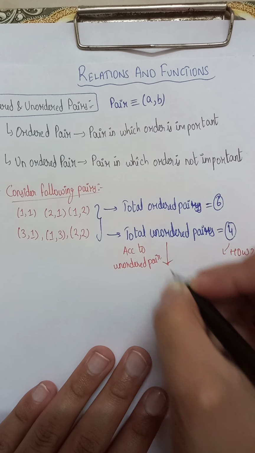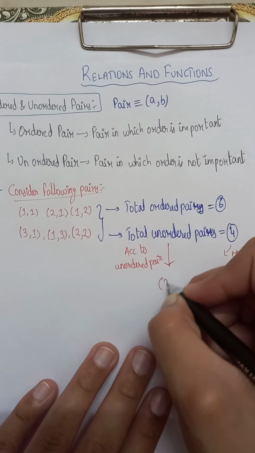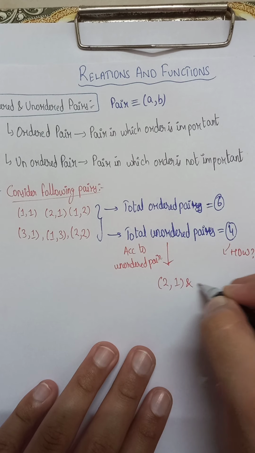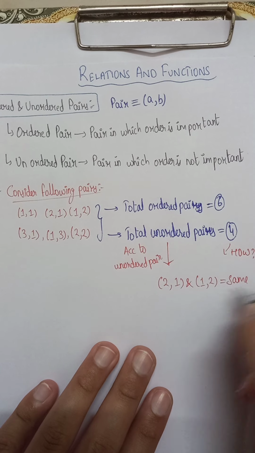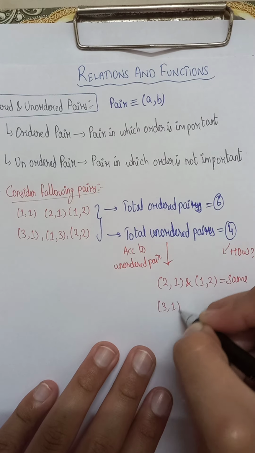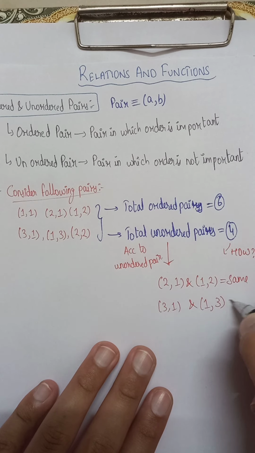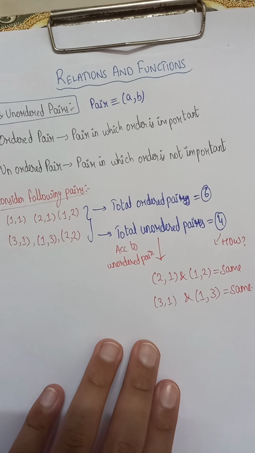If you want to remember in the future, according to unordered pairs, 2 comma 1 and 1 comma 2 are the same, and 3 comma 1 and 1 comma 3 are also the same. Okay, so that is the example.